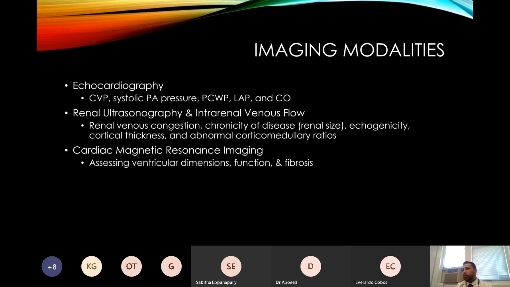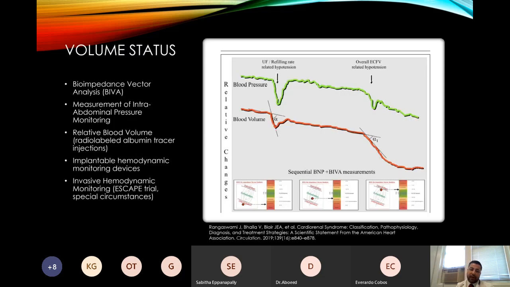So one of the questions that comes up is how can we accurately measure volume status? There are emerging modalities, not available everywhere, that require special technicians to be available. But the ones that have been studied well are listed here on the slide, and I'll start with the bioimpedance vector analysis. The image of the bioimpedance vector analysis is on this slide as well.